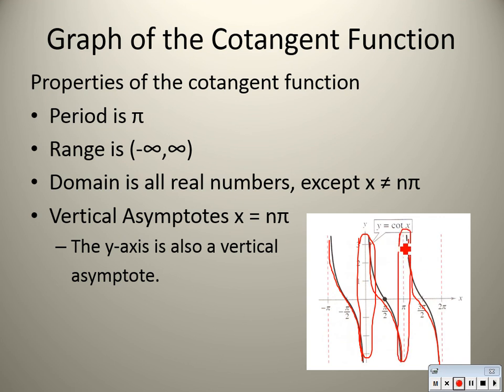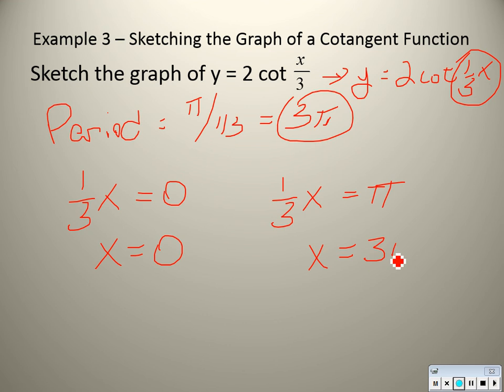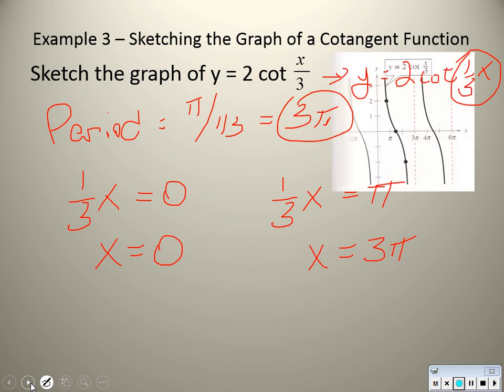And we're going to use those to get started, and then, similar to what we did with the tangent graph, we will graph other cycles of the cotangent using these two asymptotes and the period of the function. So if I solve this, I get x equals 0. That's where the first asymptote is going to occur on this graph. Then I'm going to take 1/3 x and set it equal to pi, because that's the next consecutive asymptote to the right of the y-axis. When I solve this, I get x equals 3 pi. So those are the first two consecutive asymptotes that we're going to use on this graph.